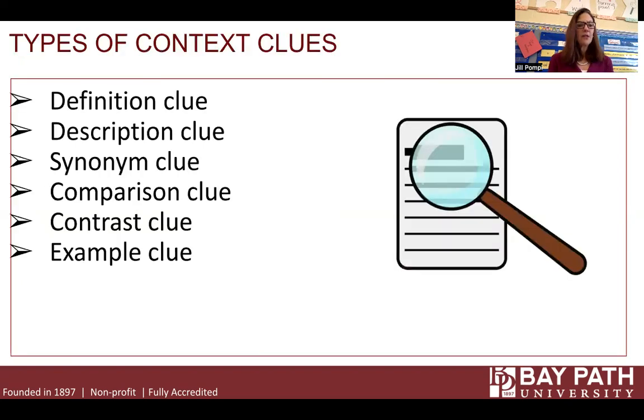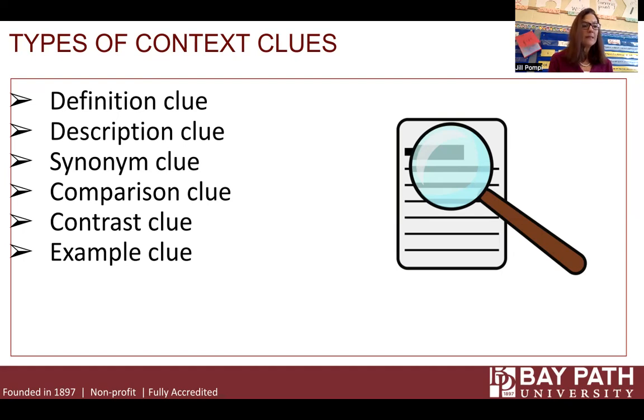First of all, there's a definition clue. This is where the word is defined directly in the text. Fairly easy. But sometimes the author uses what's called a description clue. Here, the word is described by information in the context so that the reader can figure out the meaning. An example would be for the word pollination, where the author might write, pollination occurs when a pollen grain from a male plant lands on the stigma of a female plant. And so he has described what pollination is.